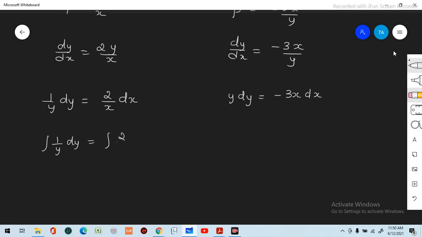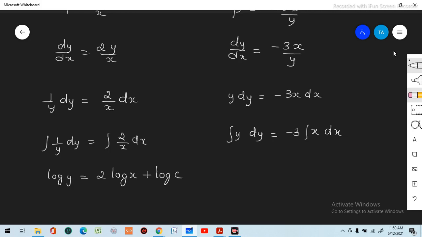Now next step is integration. So integration of 1 by y dy is equal to integration of 2 by x dx. Here also I'll write integration of y dy is equal to integration of minus 3, I'm taking it out, integration of x dx. This we know: log y is equal to log 2, 2 is constant, times log x, I'll write plus log c. How about the other one? I'll get y square by 2 is equal to minus 3 is constant, minus 3x square by 2, plus c you will write, no?